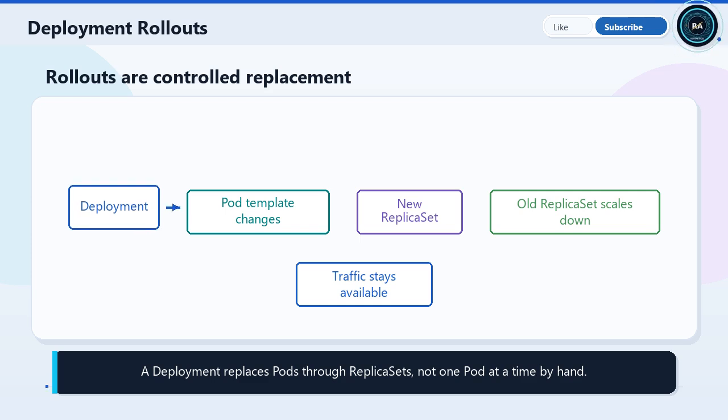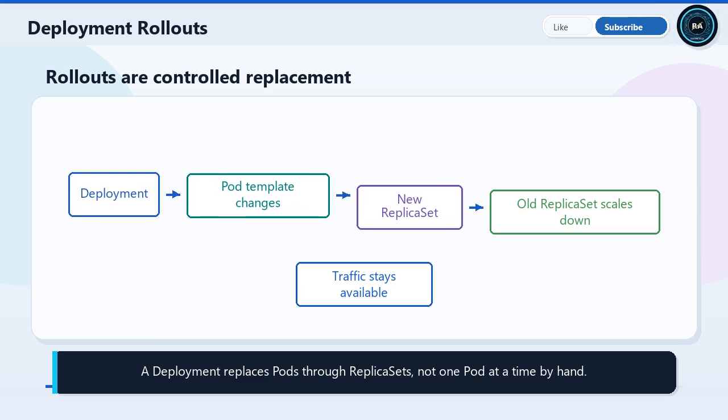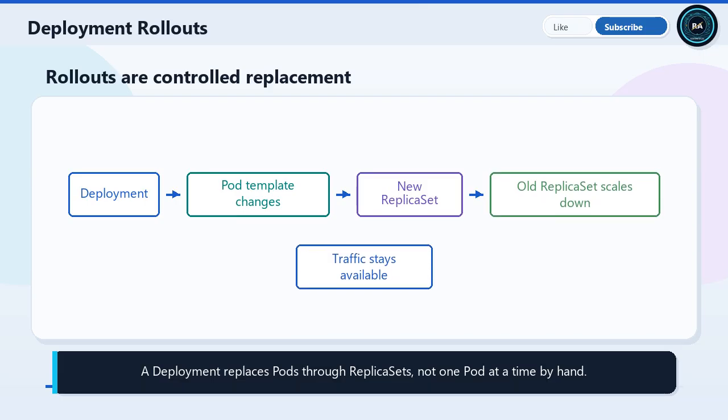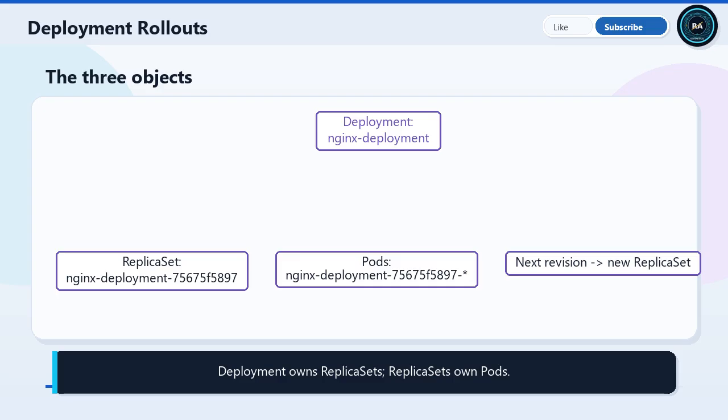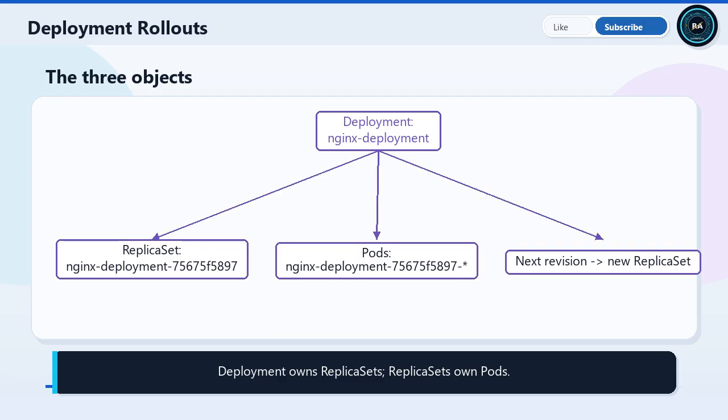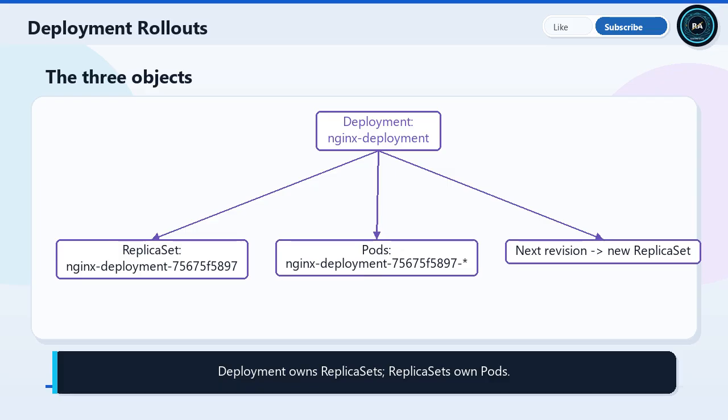When you update a Kubernetes deployment, you are not editing running pods by hand. You are changing the pod template, and the deployment controller replaces the old ReplicaSet at a controlled rate. The mental model is 3 layers. The deployment stores the desired rollout. Each revision is represented by a ReplicaSet. The ReplicaSet keeps the matching pods at the desired count.